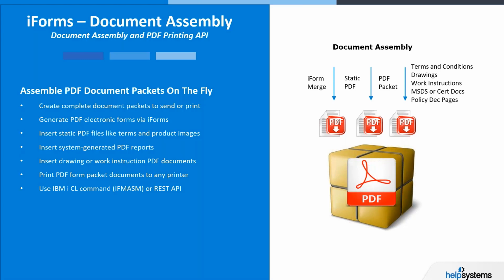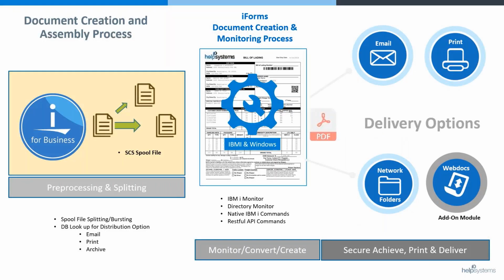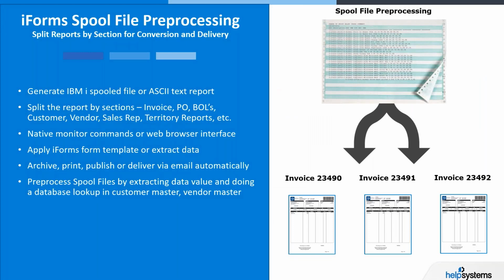And this assembly process does have a monitor function, but you can also build it into your RPG and CL programs directly with the native code. And if you need it in your process, we can also do pre-processing or splitting of your spool files, that you generated as one spool file, right? So we can actually break those up. And the pre-processing engine can split and burst the reports, like I just said.